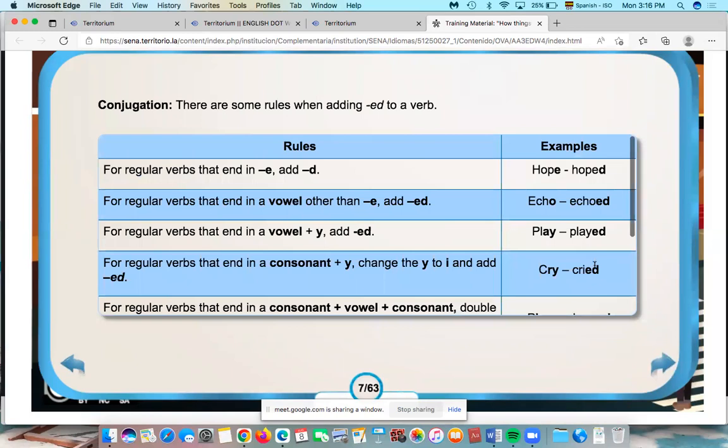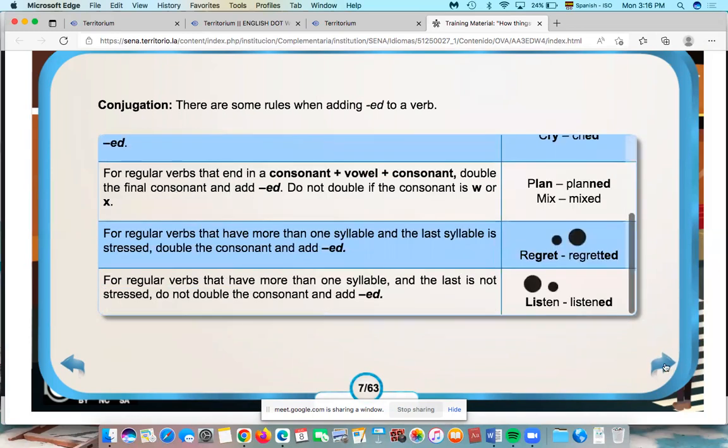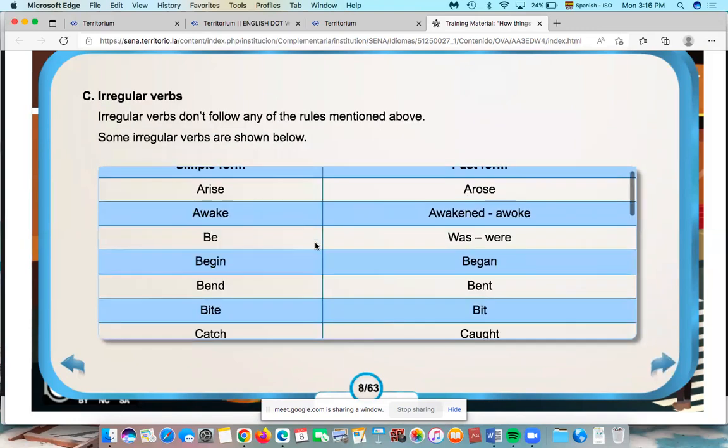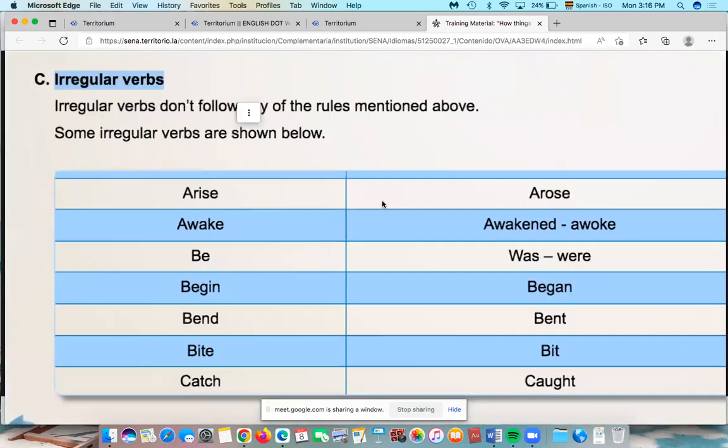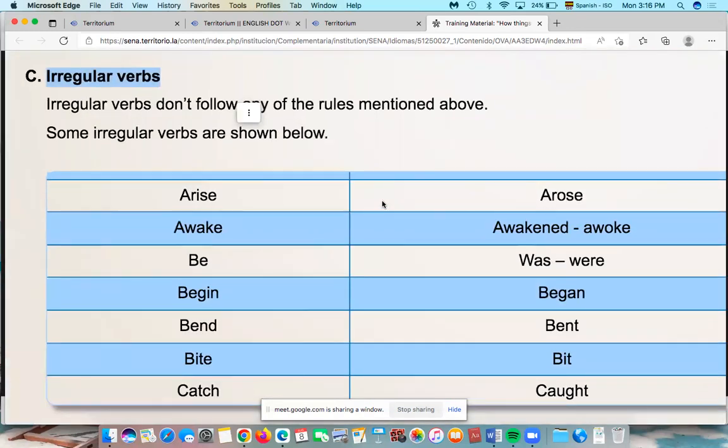And we also have irregular verbs. Well, you can see here some rules to add the ed. But we also have irregular verbs. So when we have irregular verbs, it means that when you change it to the past form, it's going to be completely different or it has some differences. There is not a pattern, no hay un patrón, like in the previous one. In the regular verbs, we had a pattern. In this one, we don't.